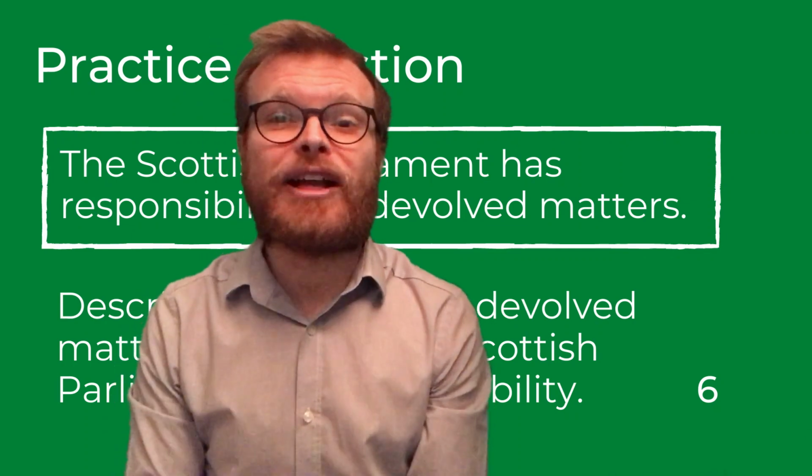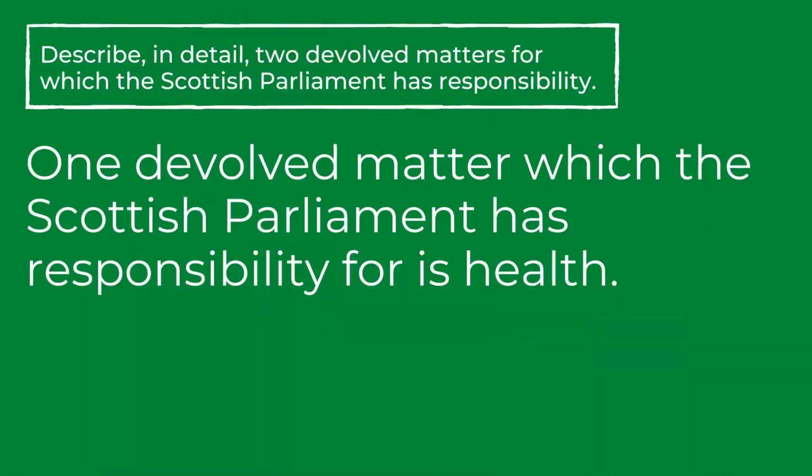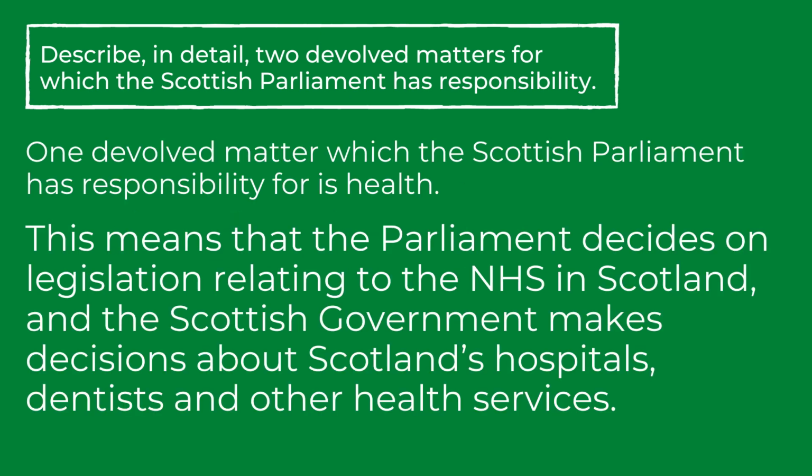So let's take the example I gave a minute ago and start us off. So one possible way of answering this could be: one devolved matter which the Scottish Parliament has responsibility for is health. That's your point, and that sentence would get you 1 mark. This means that the Parliament decides on legislation relating to the NHS in Scotland, and the Scottish Government makes decisions about Scotland's hospitals, dentists, and other health services. That's your description, you're describing the point that you made.